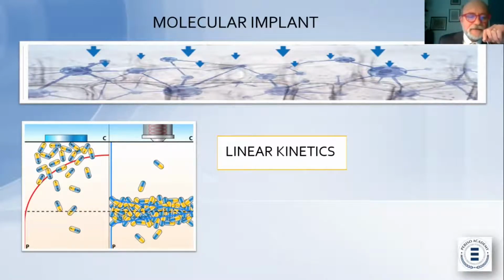A different distribution of the drugs inside the body with respect to iontophoresis, which uses only electric currents. With magnetic fields, you have a different distribution of the molecules inside, more homogeneous, concentrated, and at a higher depth of the tissue.